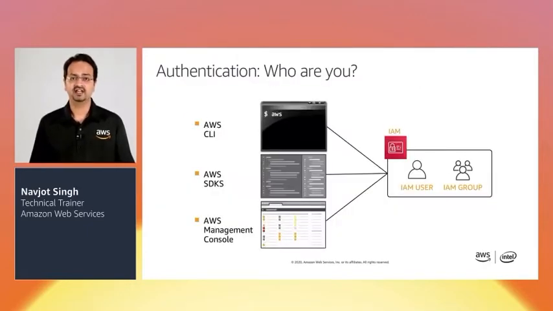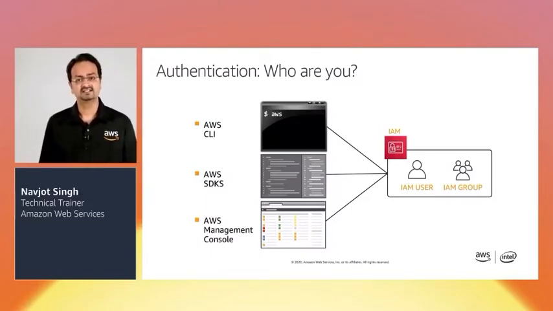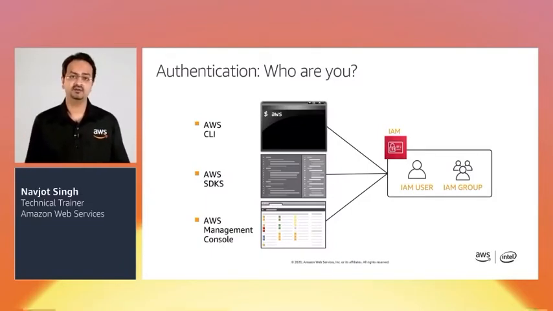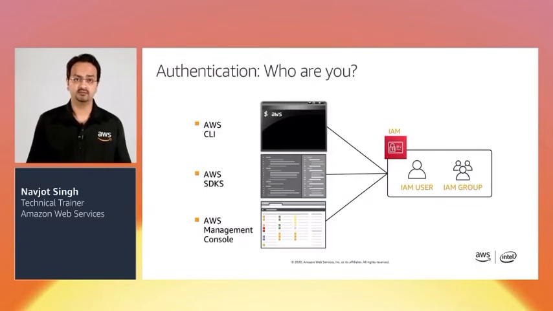IAM users can access AWS via three methods. The first is the AWS CLI, the command line interface, typically used by system administrators. AWS SDKs, the software development kits, typically used by developers, and the AWS Management Console, used when customers prefer to use a simple GUI. Each one of these access methods requires an IAM user to be authenticated before they can access the AWS resources.